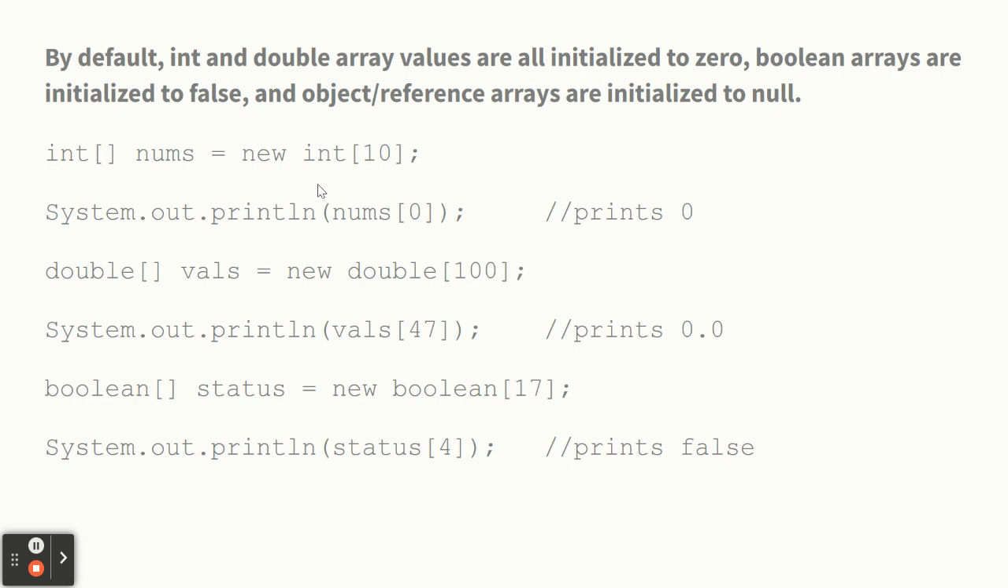By default, int and double array values are initialized to 0. So if you create an int array of 10 elements and then you try to print element 0, it'll just print 0. Any of the elements are 0. If you create a double array and print one of them, it'll be 0. If you make a Boolean array, all the elements are initialized to false.